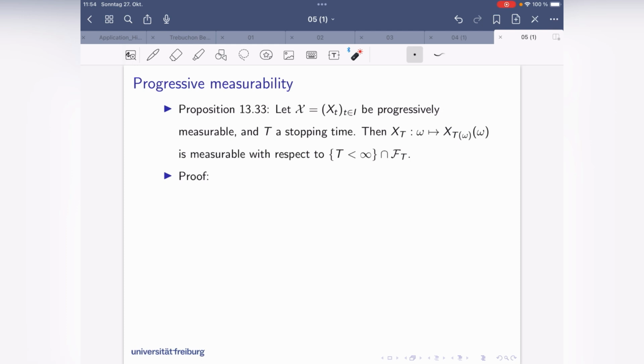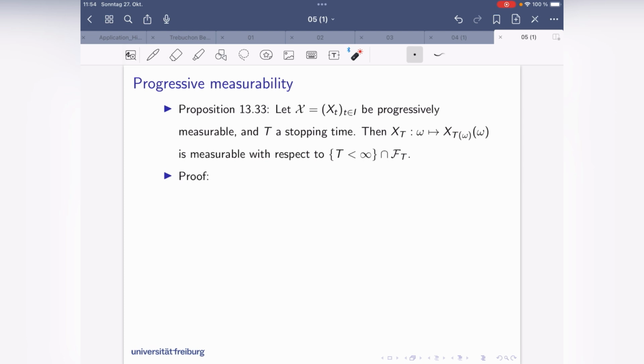Last, progressively measurable means that X evaluated at a stopping time is measurable, which is of course a nice thing to have, because we want to write down X_T and want to do things with it, what we basically want to do with random variables.